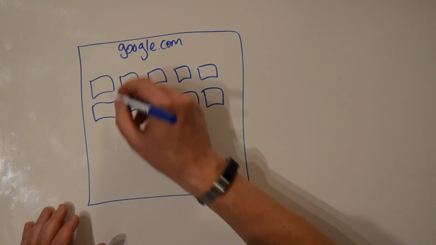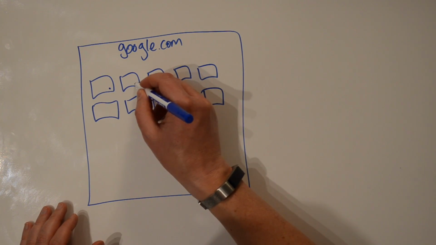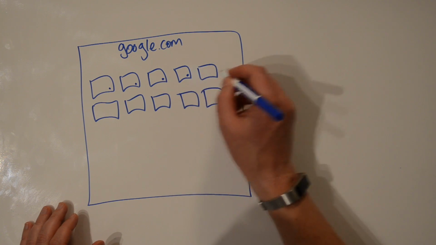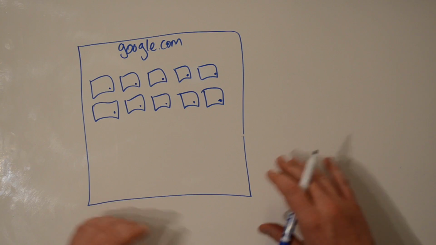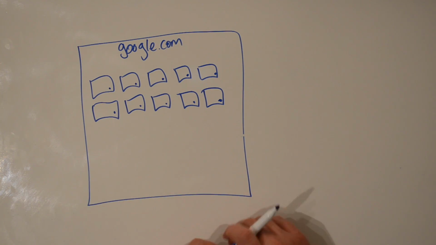They have literally thousands of web servers spread out all over the world in different places on the internet. How are we going to know these are servers? I'll put a light on them. There. That's a server. Lots of servers spread out all over the world serving up traffic for Google.com.